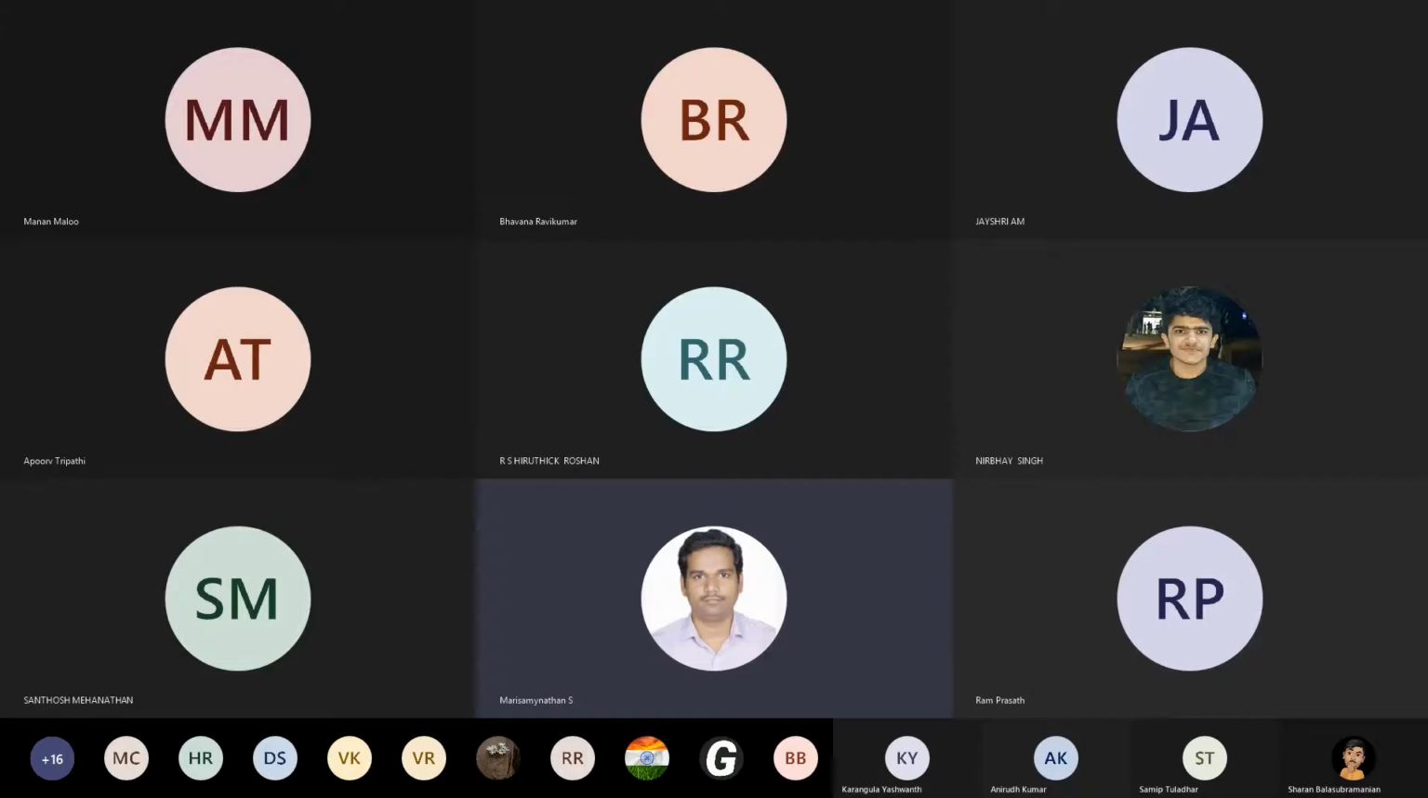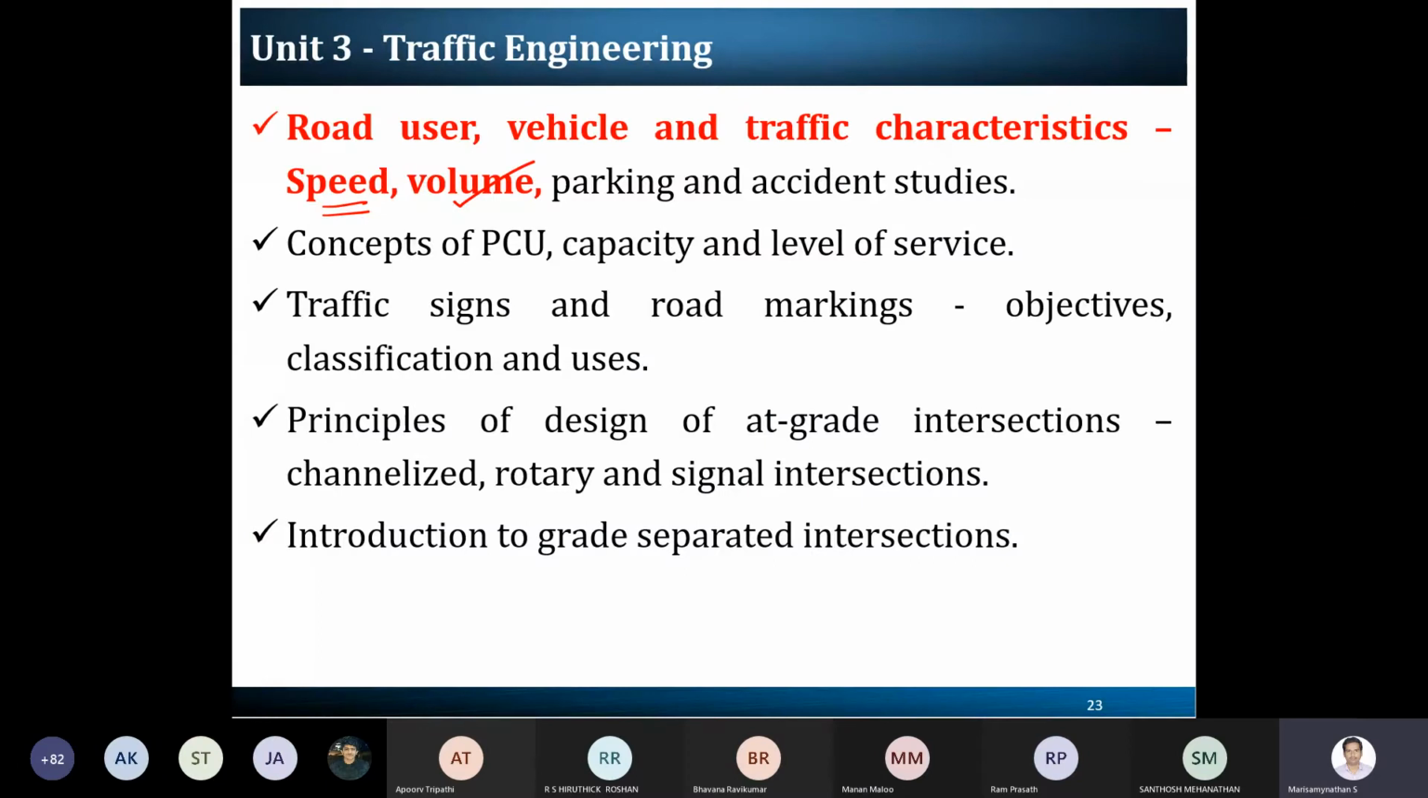And the next traffic parameter is nothing but the speed. It is a clear term. Everybody is able to understand what speed a vehicle is passing or traveling at. In every vehicle it will be there, right? 100 km per hour, 120 km per hour. So that speed only we are going to study.